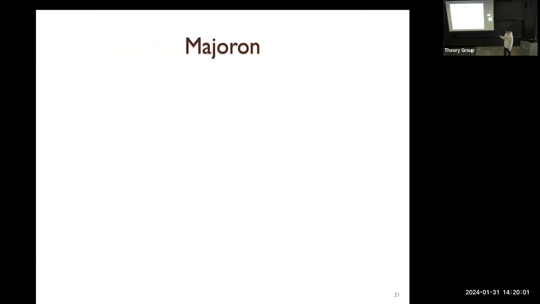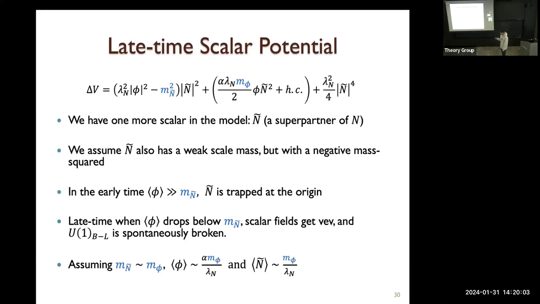Okay. Then why does this occur at late time? B minus L spontaneous breaking. Could you remind me of the hierarchy of the temperature at which this occurs? So this U(1) B minus L is broken only after this N gets a VEV and then phi gets a VEV. But before this, there's a thermal potential, so everything is trapped at the origin. So B minus L is conserved.